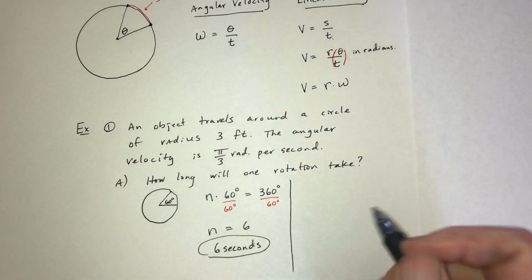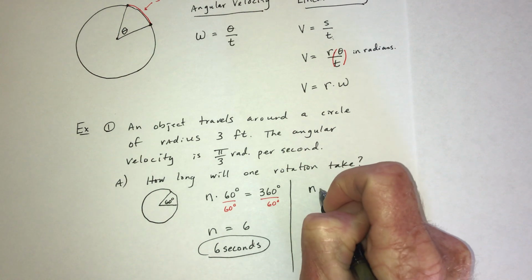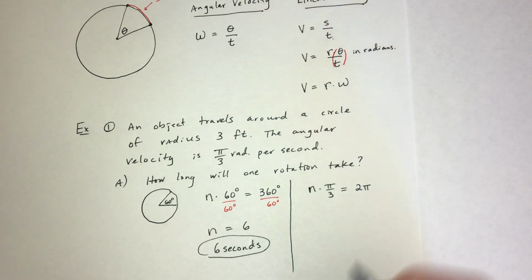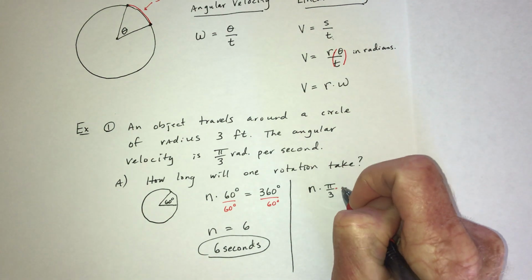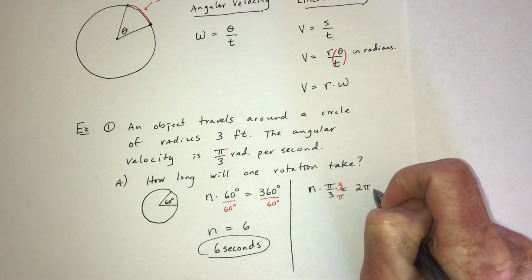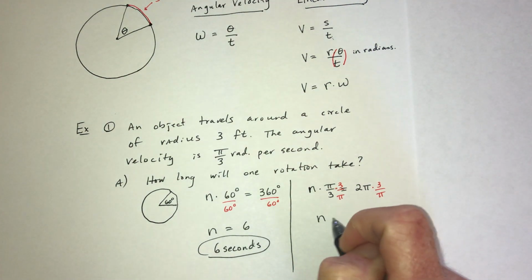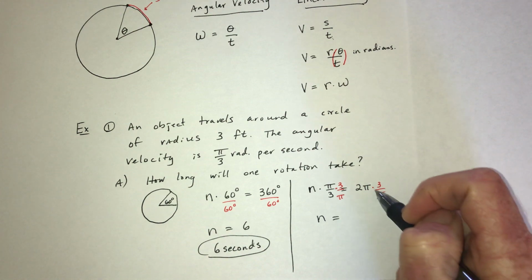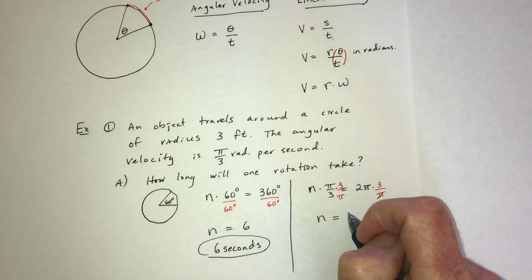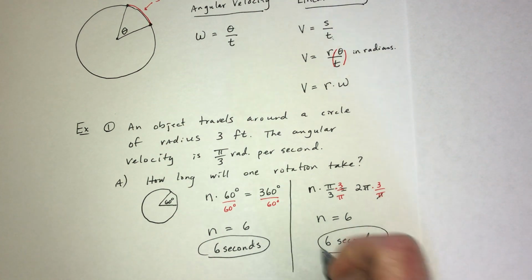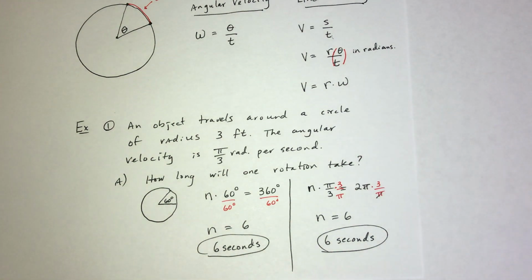Now if I would have done the same thing with radians, it would have looked like this. So how many times do you have to do pi over 3 until you get a full circle, which is 2 pi? And then with this one, what I would do is multiply by the reciprocal, 3 over pi. And then the pi's can cancel and it just leaves 2 times 3 is 6. So you get the same thing, 6 seconds. One of the great things about math, you can do things in different ways and get the same answer.